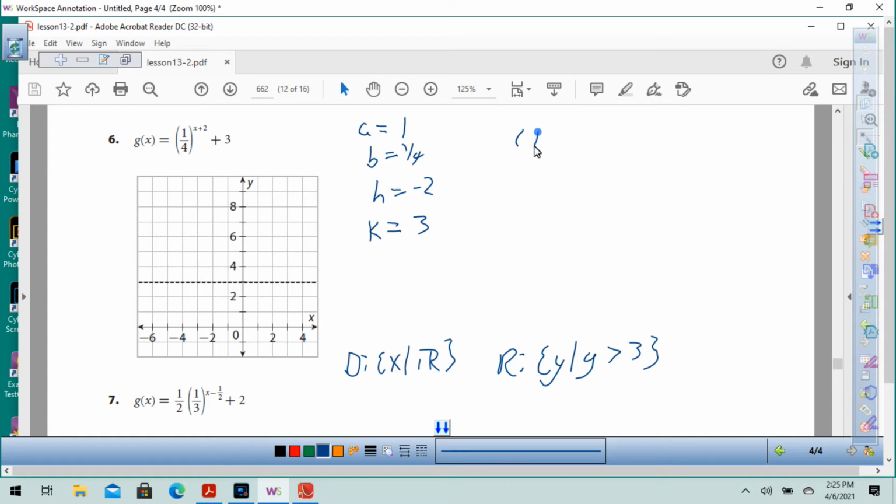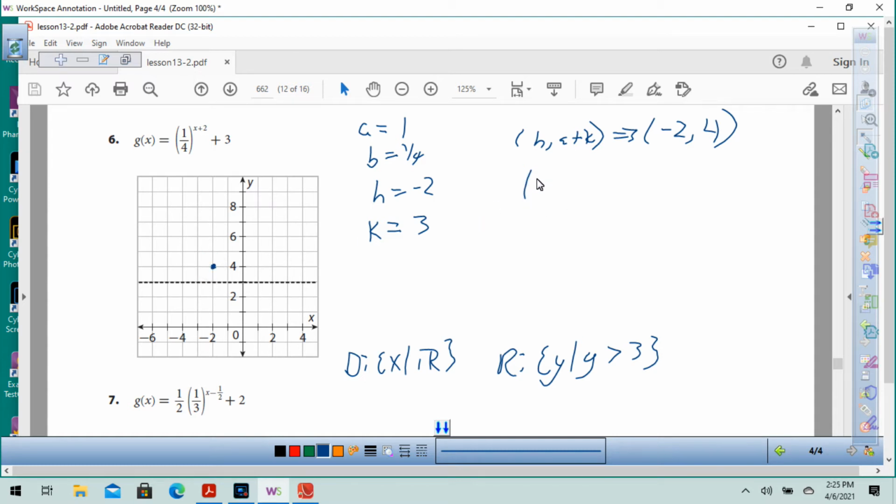We have H, A plus K. And that's going to be, well, H is -2, A is 1, plus 3. And that's going to give you 4. So -2, 4, right there.